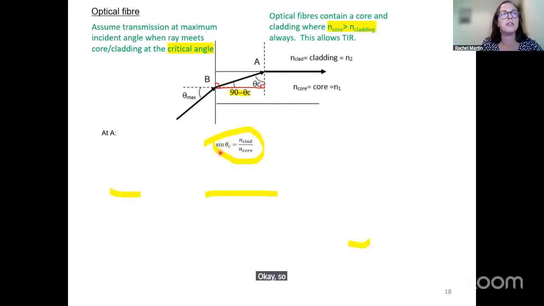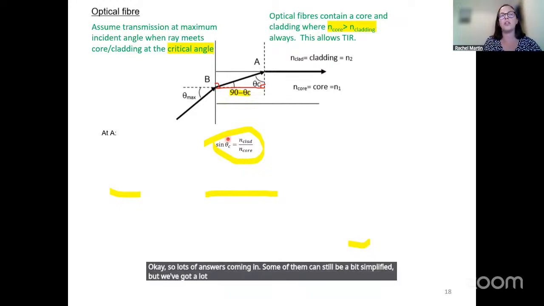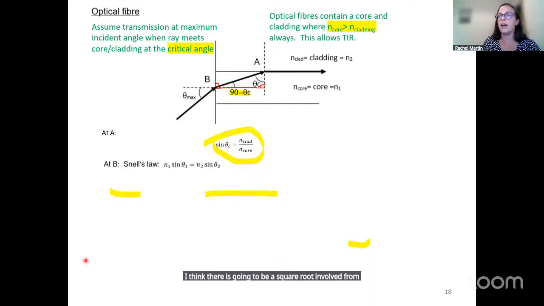Okay, so lots of answers coming in. Some of them can still be a bit simplified, but we've got a lot on the right track. So well done. I think there is going to be a square root involved from memory eventually. And at B, we just have simple refraction. Snell's law is going to be useful to help solve this.